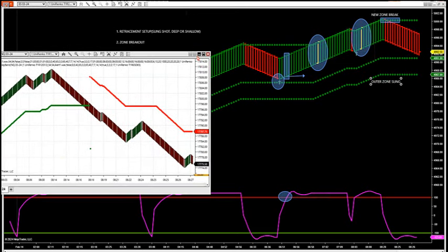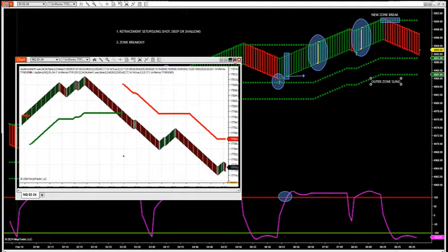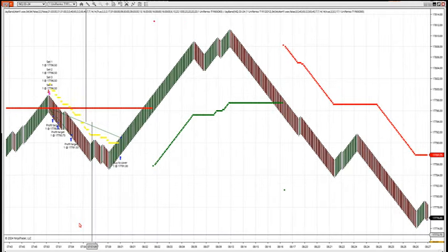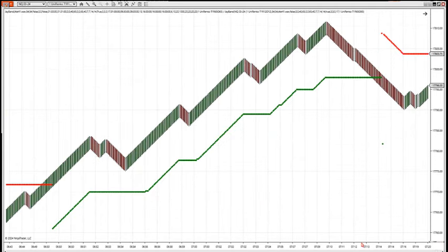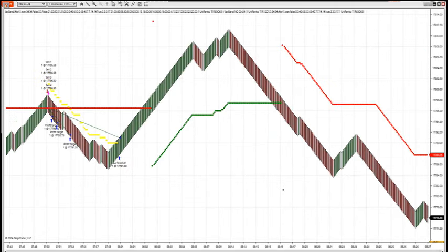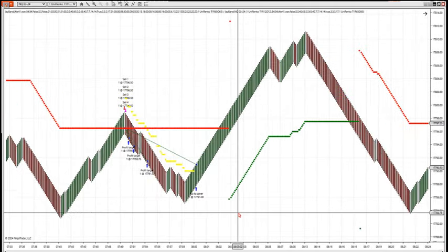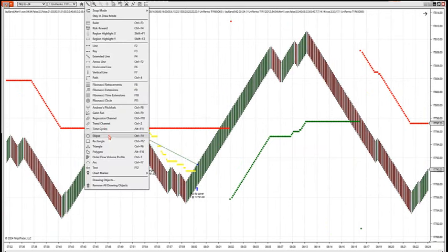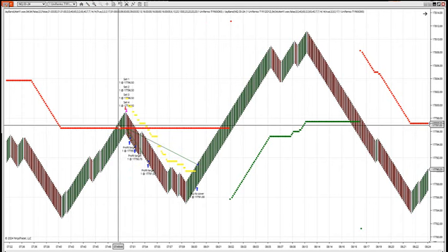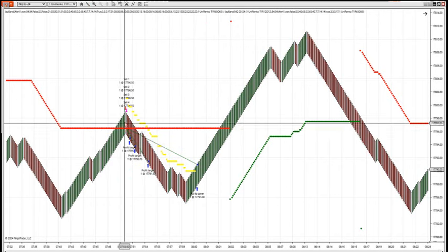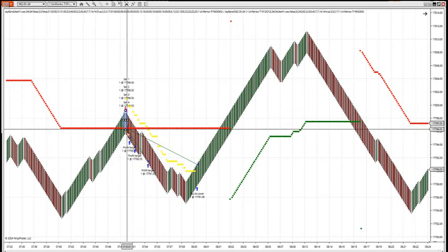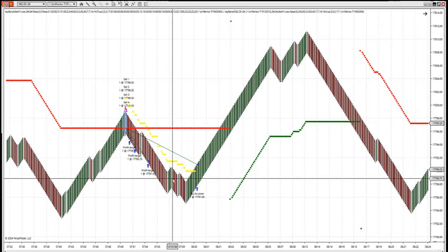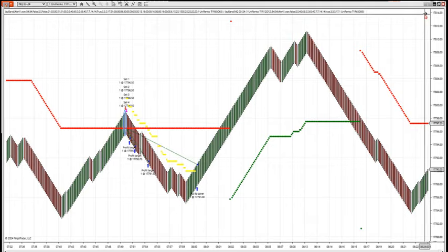So what you want to do is get to this outer zone. Right here, get to the outer zone, close by one candle, and then it's got to close back inside. This candle right here, close back inside, and that will produce an outer zone trade.